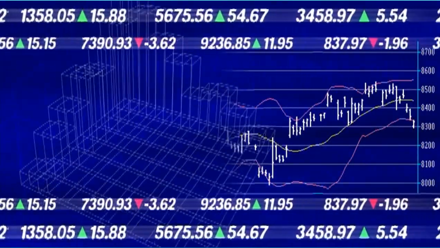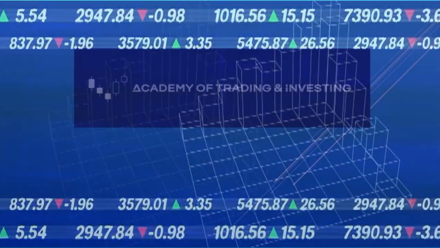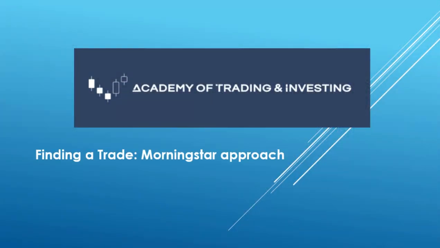Today we're going to help you learn how to find appropriate investments through using the Morningstar method. I think you'll appreciate this, as this is a fundamental approach. It helps you to not only find tradable stocks, but also to find good companies to trade in, which I think is a good combination.